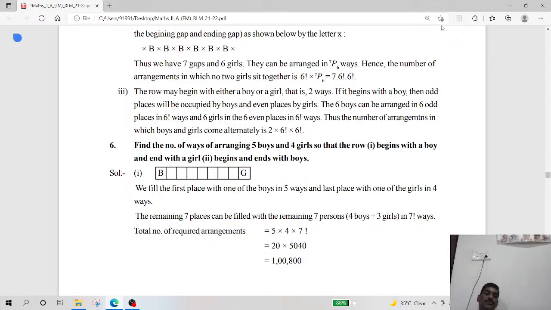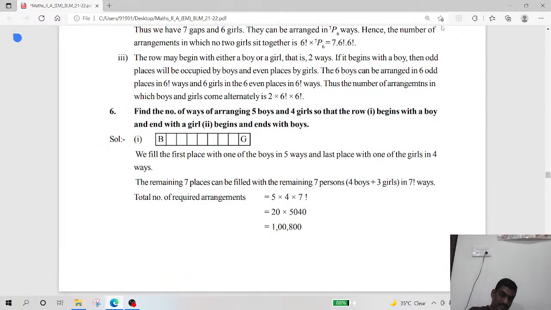Next, question number 6. Find the number of ways of arranging 5 boys and 4 girls so that the row begins with a boy and ends with a girl. 1 boy is fixed at the beginning and 1 girl is fixed at the end. Then 4 boys and 3 girls, totally 7 persons are left. That 7 can be arranged in 7 factorial ways. So the total number of required arrangements is 5 times 4 times 7 factorial. Okay.